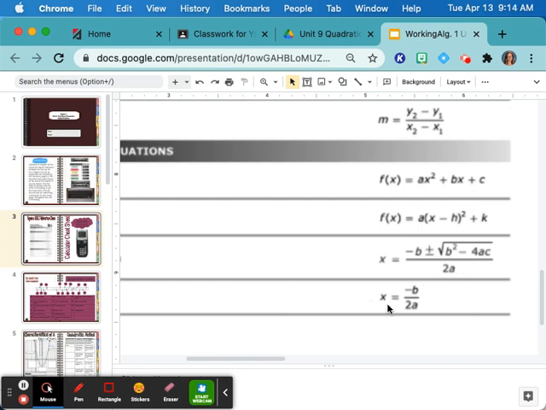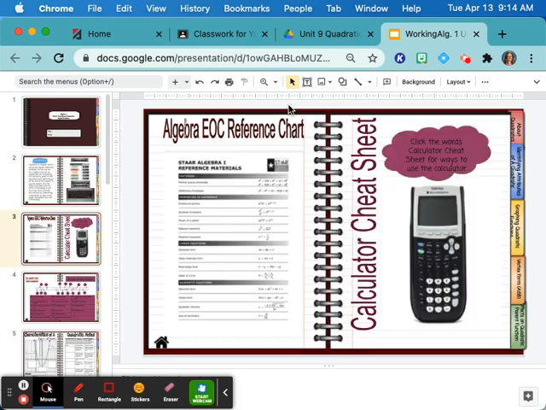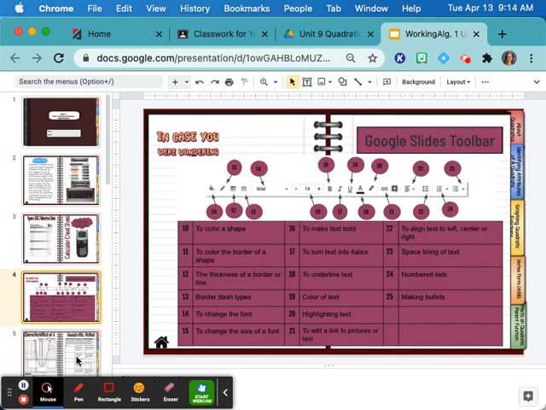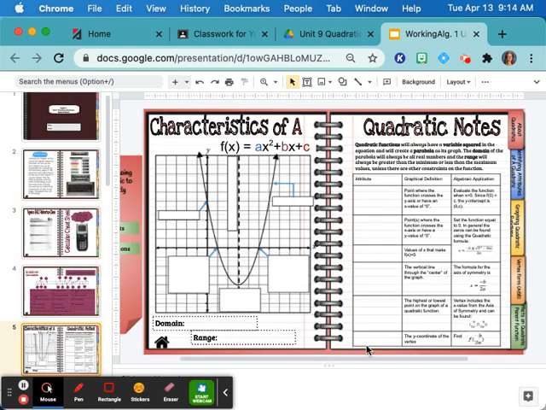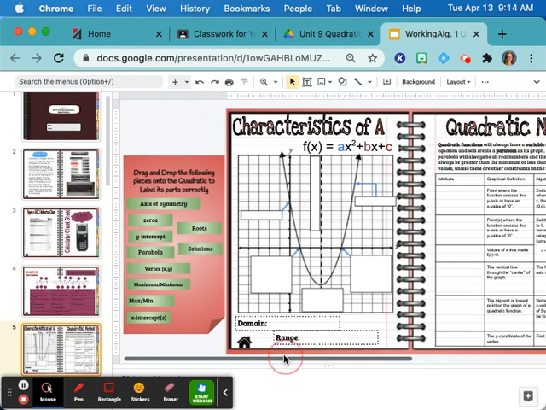Easiest one is x equals negative b over 2a. This is your axis of symmetry. So we'll talk about where a and b come from, and that's from the formula that's standard form. Ax squared plus bx plus c. That's the standard form, and we use that for all the rest of these formulas. Well, except for the vertex form. Okay, let's keep on going. Just some reminders there. Let's look at slide 5.